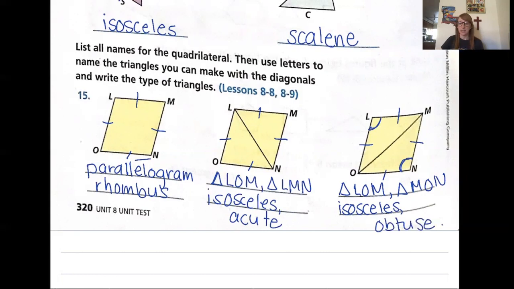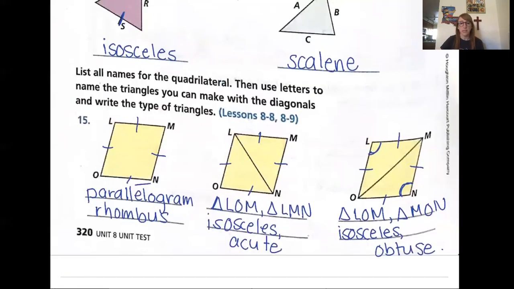And that ends today's review. Pay close attention to number 15. 15 has a lot to do with question 5 and 6 on your quick quiz, which is on Google Classroom.